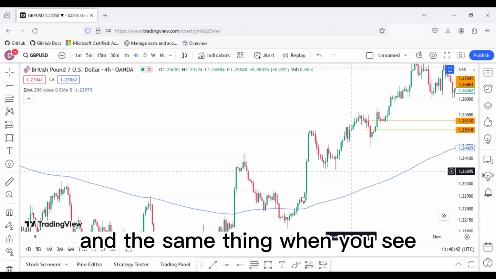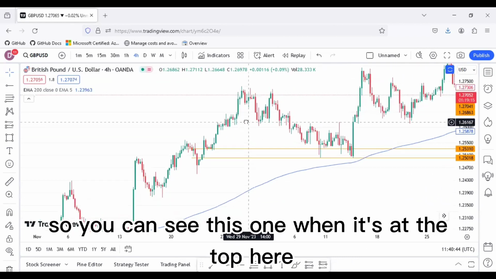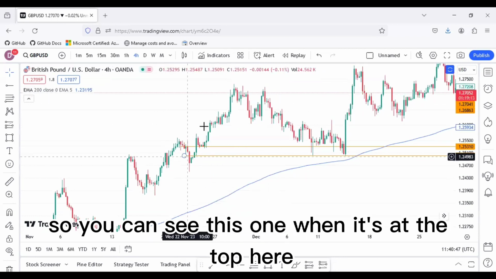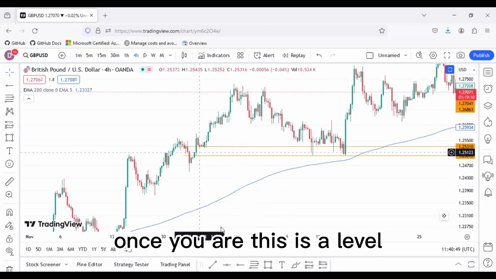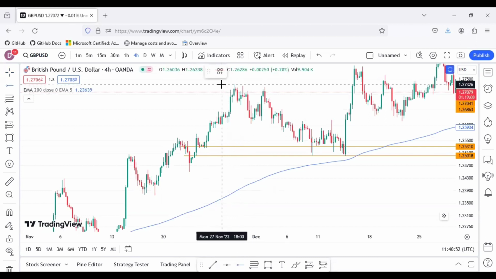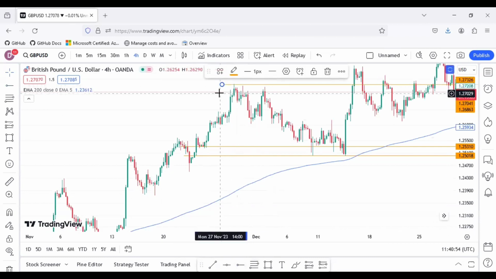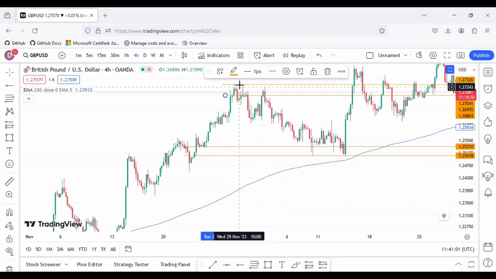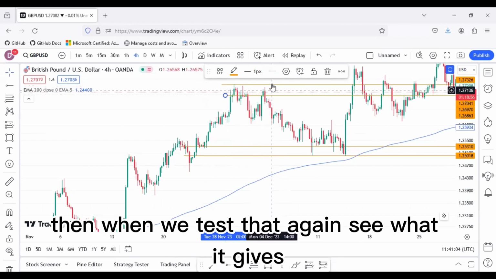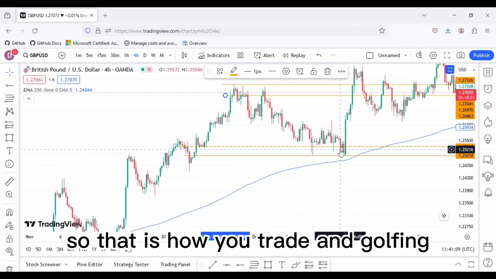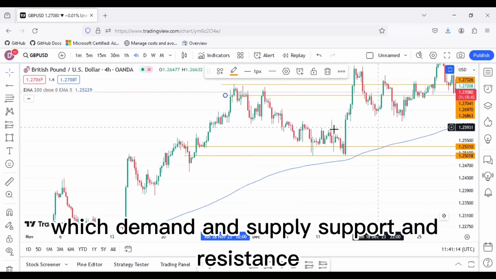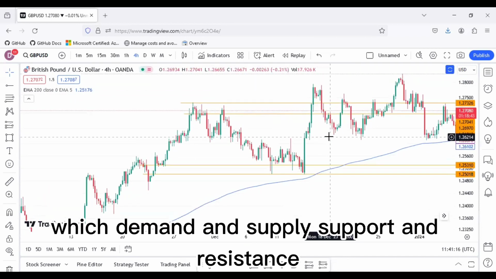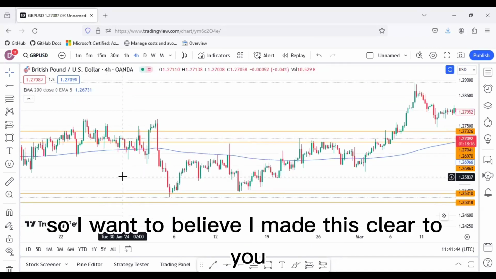Then the same thing, when you see it at the top of a trend, so you can see this one, when it's at the top here, what do you have? This is a level. You can see the first touch and the second touch. Here is the first one. Then when we retested again, see what it gives. So that is how you trade engulfing with demand and supply, support and resistance. So I want to believe I made this clear to you.